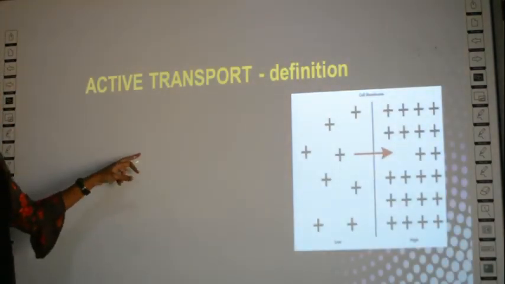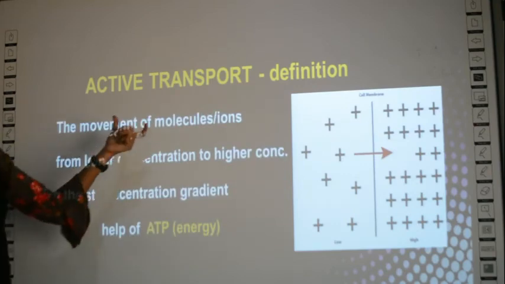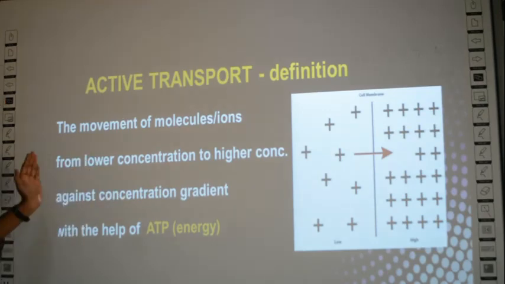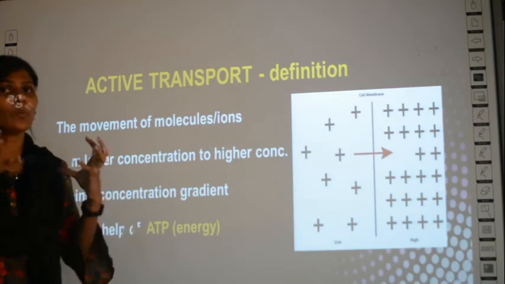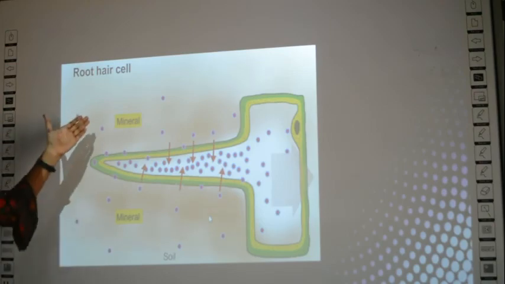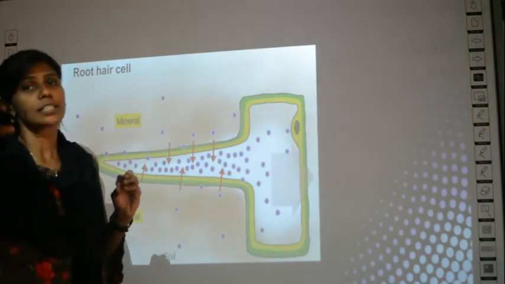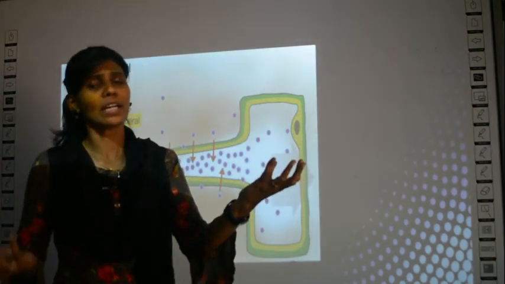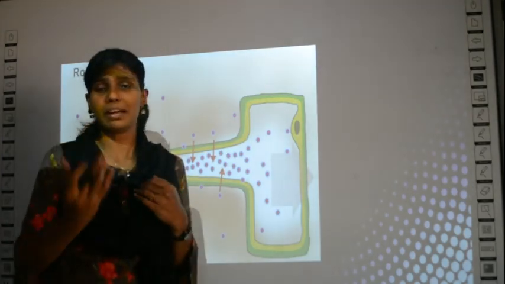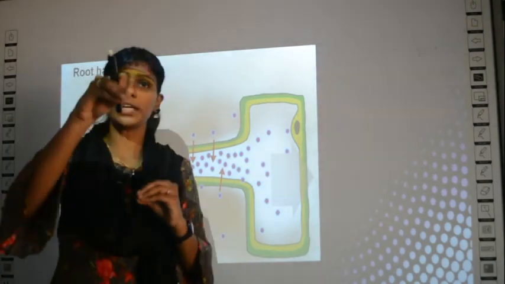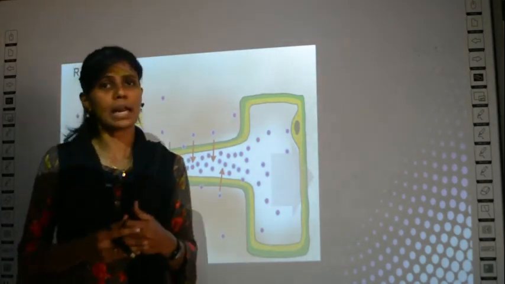Then what is active transport? Active transport is the movement of molecules or ions from a lower concentration to higher concentration, against a concentration gradient, with the help of energy, which is called ATP. Here also, the movement of minerals: if there are more minerals inside the plant already, and fewer minerals in the soil, then against the concentration gradient, that is with energy application, the minerals will enter the plant. This is an example of active transport in plants.